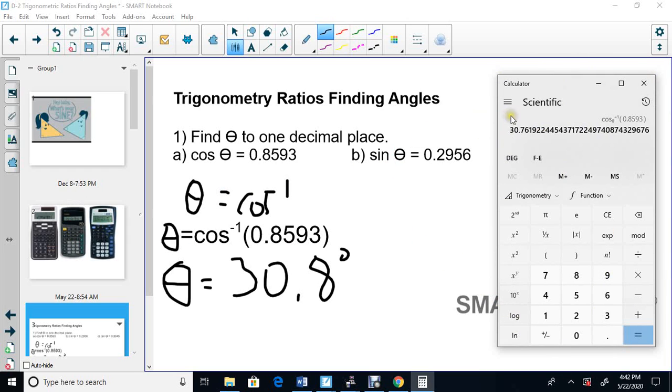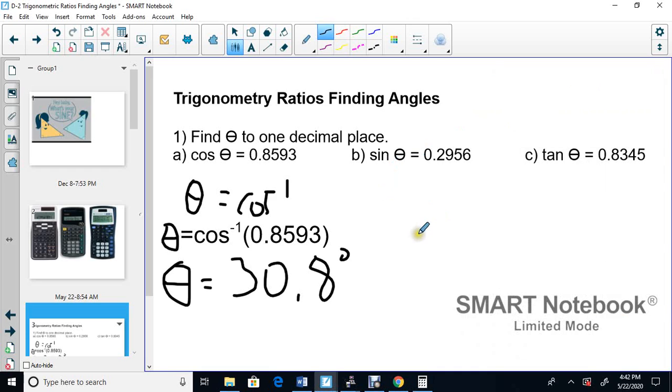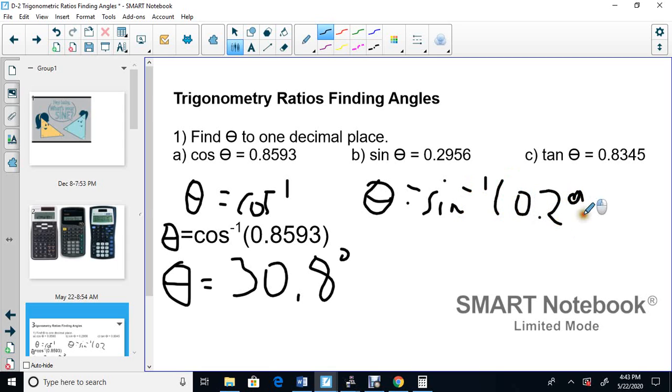Okay, try the other ones. So see if you can get the other ones. If I can put the answer up, you can pause it, see if you get it right. So I can just go right to the answer. You do not have to write it, but I'll write it anyway. Sine -1, 0.2956. So there, I'll have to move that last one over. So I'm going to put it here, and then you go equals.